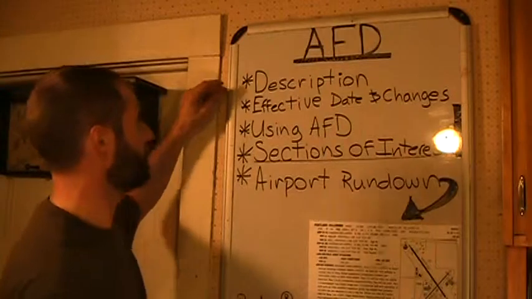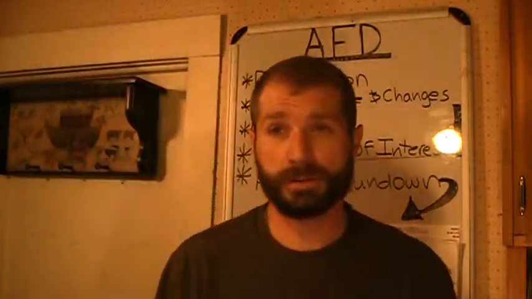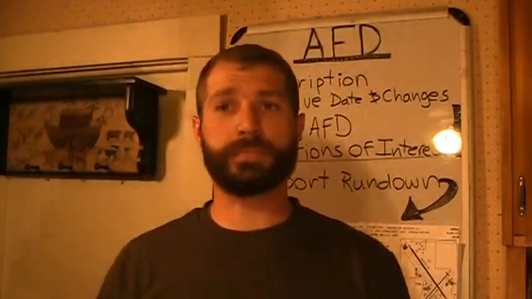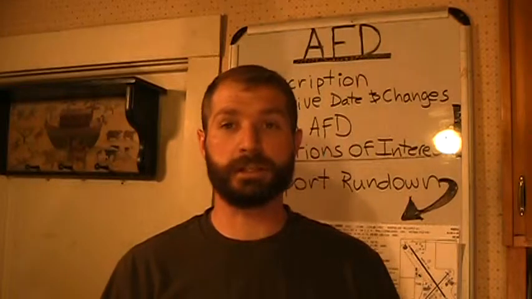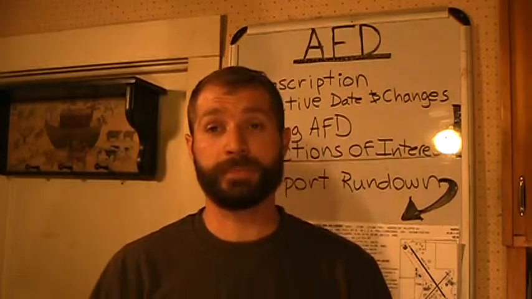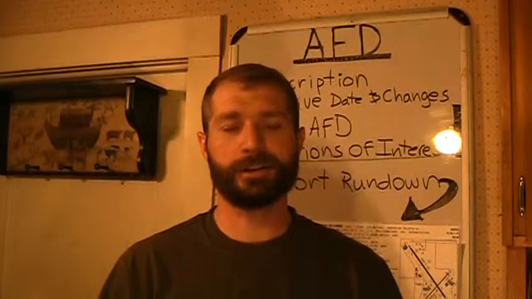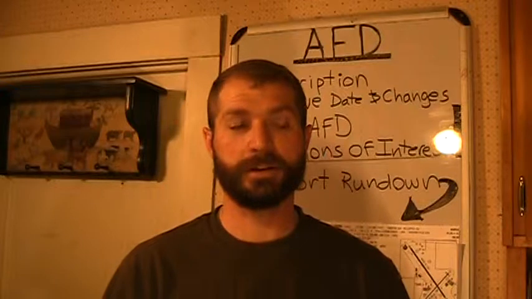The next thing we're going to be looking at is using your AFD. To start with, page 1 is the general information and the table of contents. This works just like a general index in any other book you pick up. You want to know what you're looking for or how to find what you're looking for, look it up on page 1. Pages 2 through 3, I think it is, have abbreviations. As you're going through this AFD, you're going to find a lot of situations where you're not going to know what these little abbreviations are.